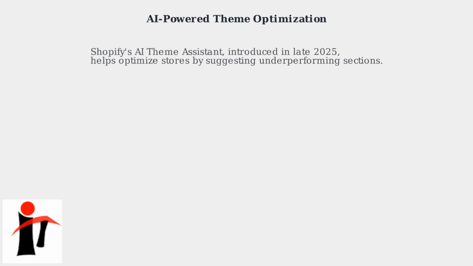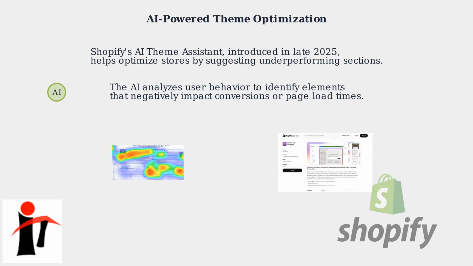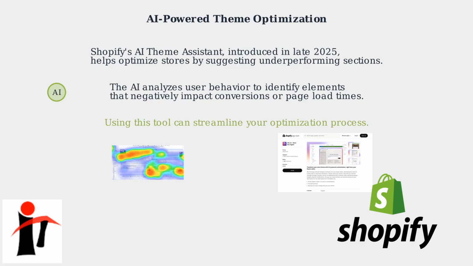Shopify's AI Theme Assistant, introduced in late 2025, helps optimize stores by suggesting underperforming sections for removal. The AI analyzes user behavior to identify elements that negatively impact conversions or page load times. For example, this heat map shows areas of user focus, helping identify which sections perform well. Tools like the Wiz AI app provide AI-powered customization to assist with this optimization. Using this tool can streamline your optimization process.